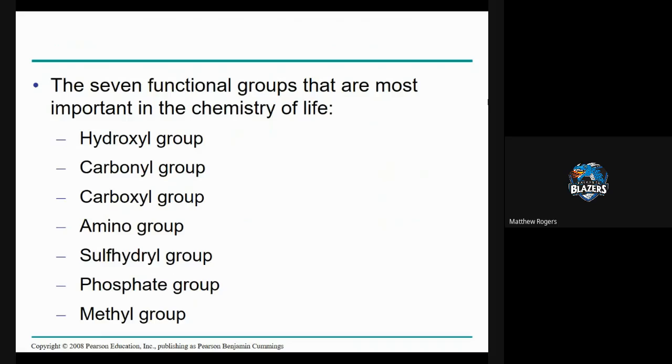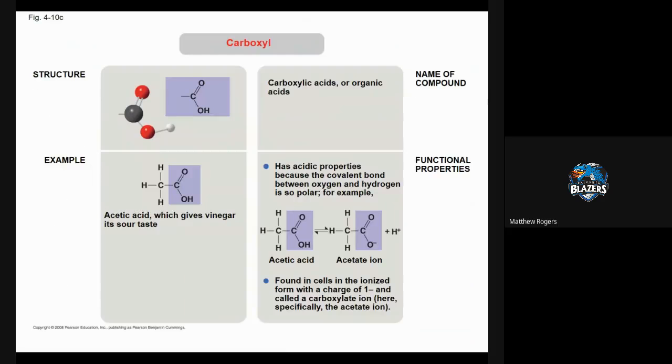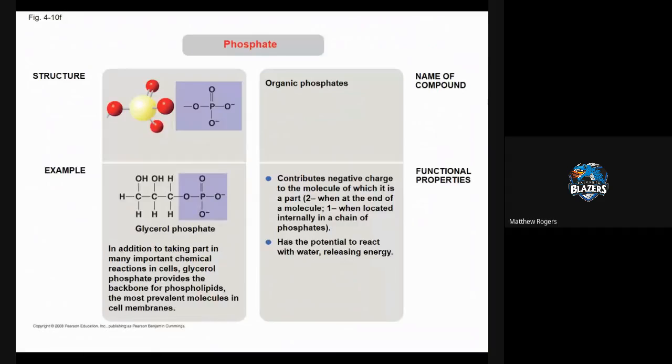So there are 7 that we're going to learn about. There's hydroxyl groups, carbonyl groups, carboxyl groups, amino groups, sulfhydryl groups, phosphate groups, and methyl groups. Each one has its own unique property. And we'll talk about what it actually does in a second here. Okay? And so what I'd like us to do, I think I put them all on here.